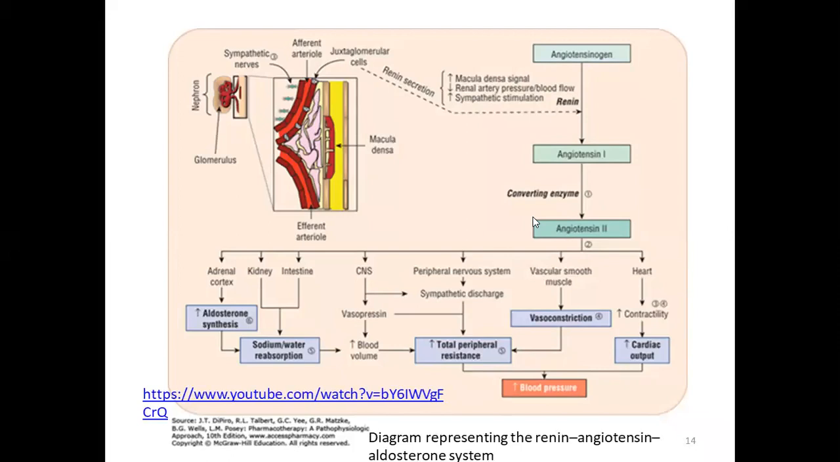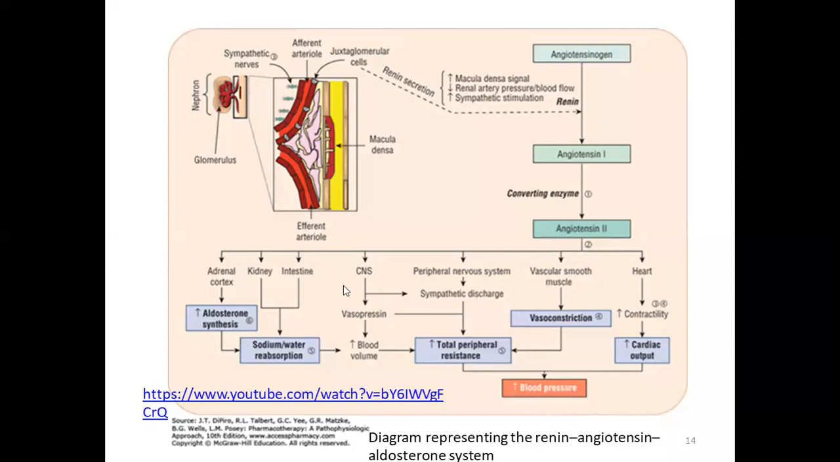So remember, angiotensin 2, once it is produced, has diverse physiological effects. One, it can increase contractility of the heart and increase cardiac output. Secondly, angiotensin 2 can contract smooth muscle. As a result, it causes vasoconstriction and increases total peripheral resistance. By increasing total peripheral resistance, it can increase the blood pressure.